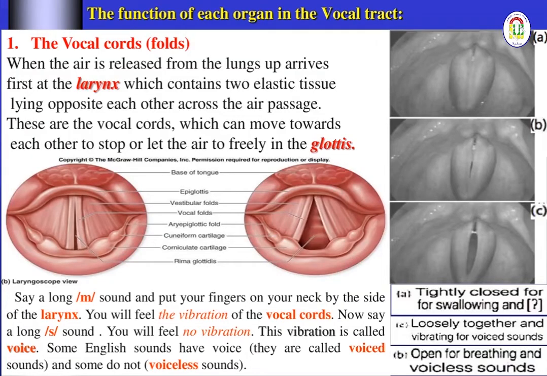We have three states of the vocal cords. In A, the vocal cords are tightly closed when we swallow, or when we produce the glottal stop. In this case, the vocal cords are tightly closed. That is, they prevent the entry of air inside the lungs. They stop the air completely. They close the passage for the lungs. In B, the vocal cords are loosely together. They make vibration, which is found in voiced consonants and all the vowels. In C, the vocal cords are open when we breathe and when we produce voiceless consonants.